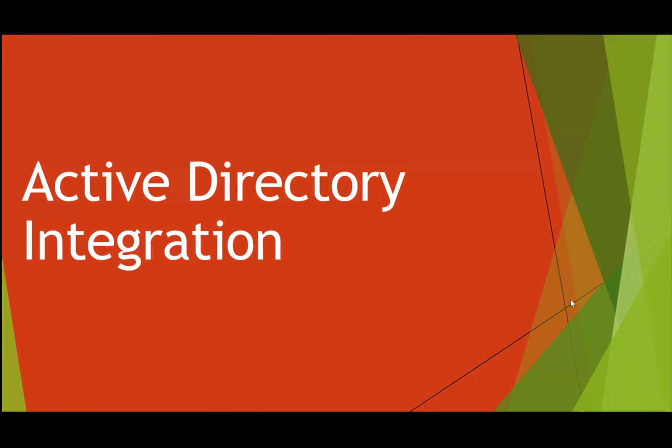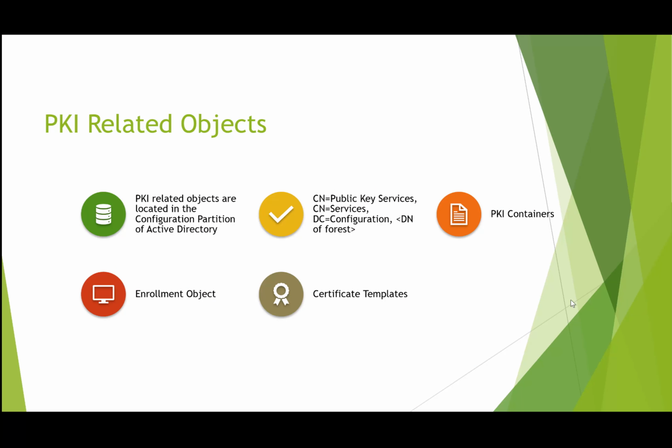So when we talk about Active Directory integrations, we want to talk about the components of Active Directory that are related to the PKI. There are PKI-related objects located in the configuration partition of Active Directory. I will show you that in a moment. Hopefully I have the AD RSAT tools installed on my CA. They're located in the Public Key Services container in the configuration partition. Some other key things in there are the enrollment services object, which is leveraged for enrollment, and also the certificate templates, which we still haven't discussed in any detail, are stored there as well.